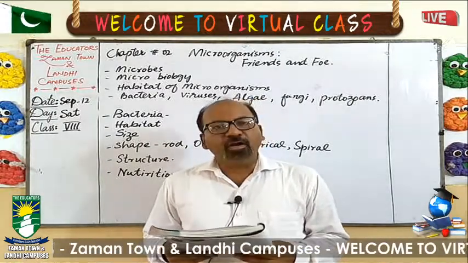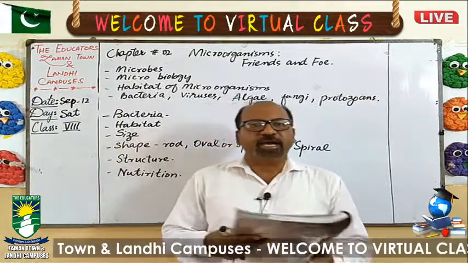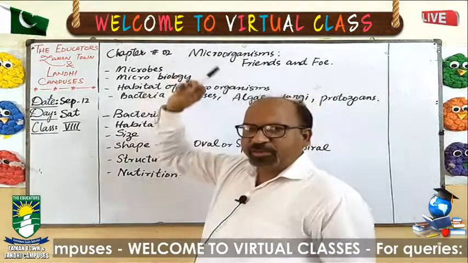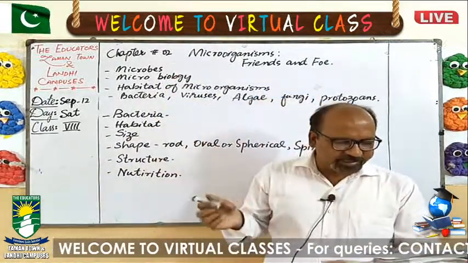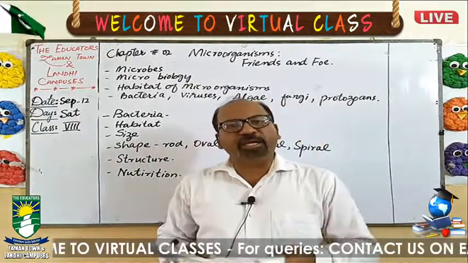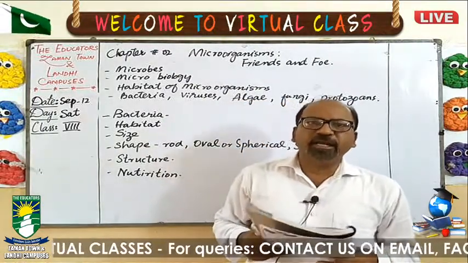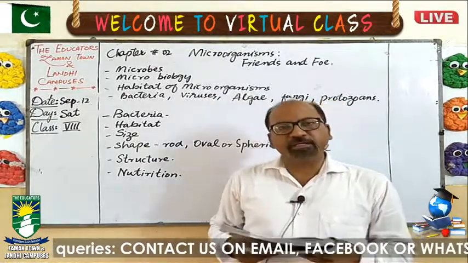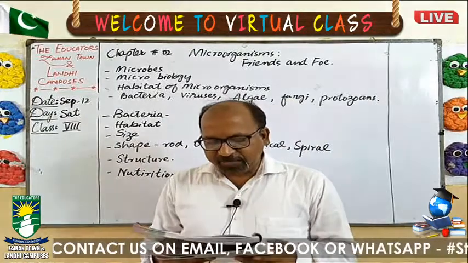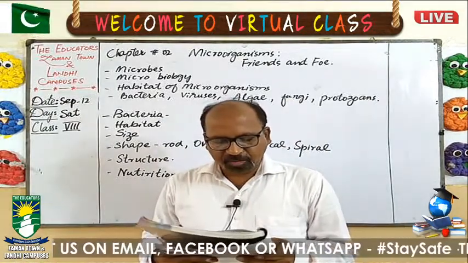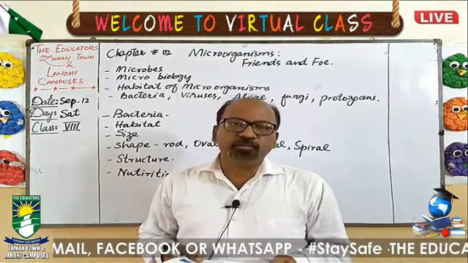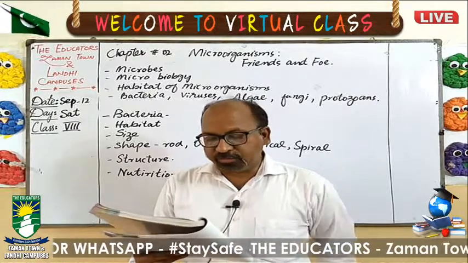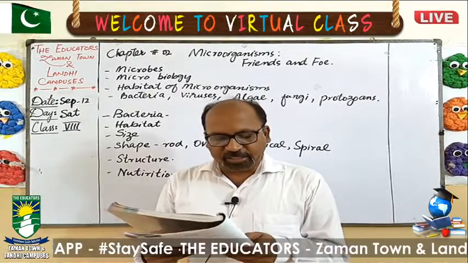A lot of things around us we can see with the naked eye, but as I have told you, microorganisms or microbes we cannot see with the naked eye. We use a microscope. A microscope is an instrument which we use in science laboratories to see the microorganisms. These microorganisms are too small to be seen with the naked eye and can be seen only under the microscope.